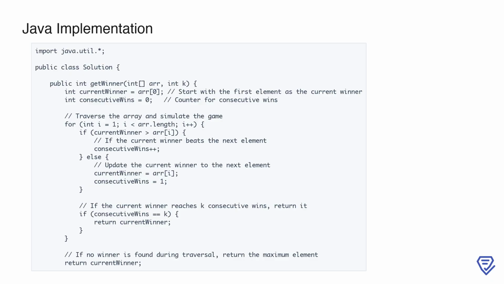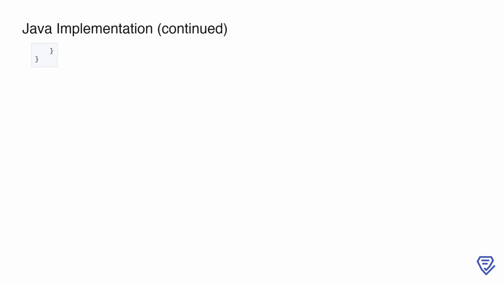Next, we use a for loop to iterate through the array starting from the second element. During each iteration, we compare the current winner with the next element in the array. If the current winner is greater, it wins the round, and we increment the consecutive wins counter. Otherwise, the current winner is replaced with the next element, and the counter resets to 1. If at any point the consecutive wins counter reaches the value of k, the current winner is immediately returned as the result. After completing the traversal of the array, if no element has achieved k consecutive wins, the function simply returns the current winner. This will be the maximum element encountered during the traversal, as the current winner is updated anytime a higher value is found.